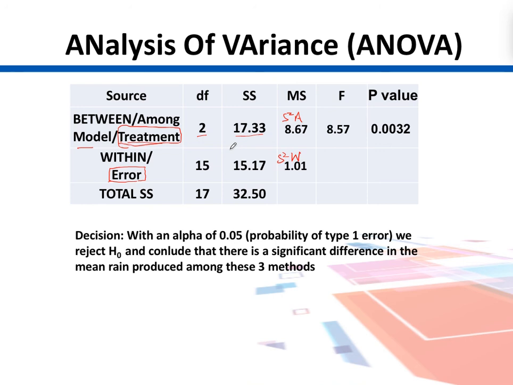So here we get this right side value, the true value, that is 0.02, and we simply compare it with alpha. Alpha over here is 0.05, which is what we use most of the time. Since this p-value is less than alpha, way less than alpha, we reject the null hypothesis and conclude, with an alpha probability of 0.05, that is the probability of type 1 error, we reject H0 and conclude that there is a significant difference in the mean range produced among these three methods.